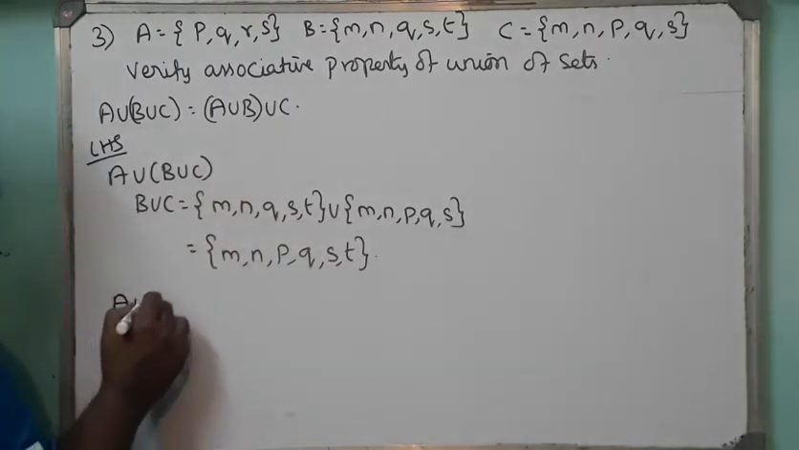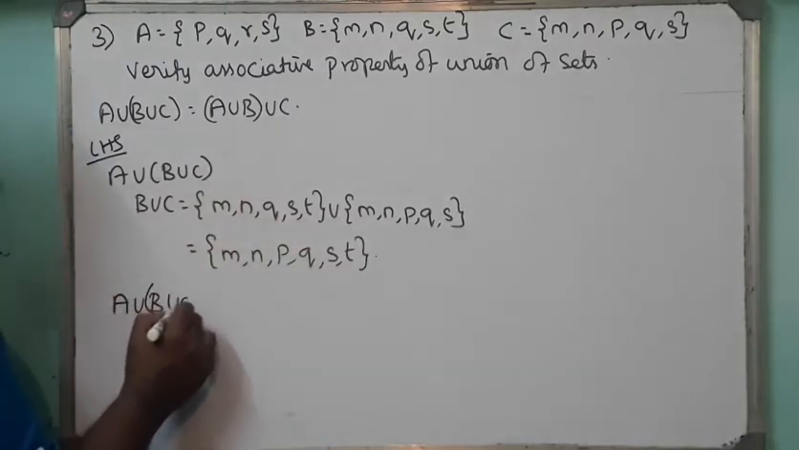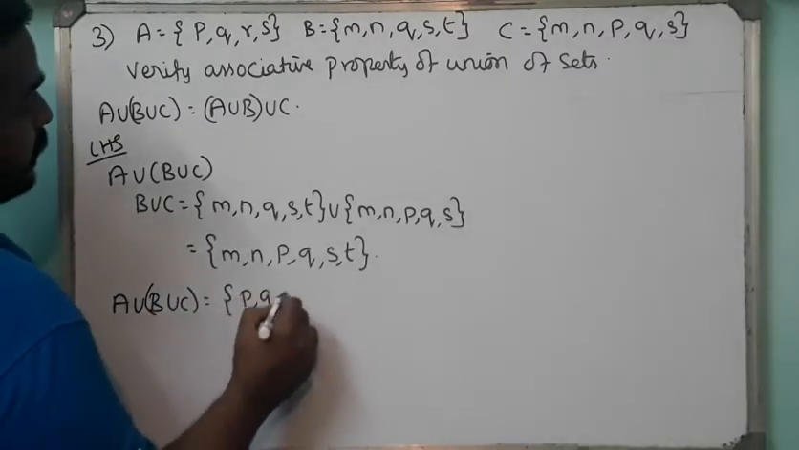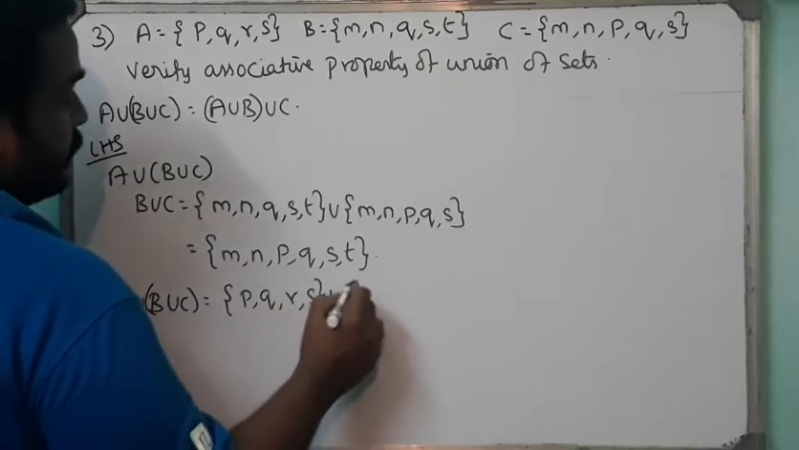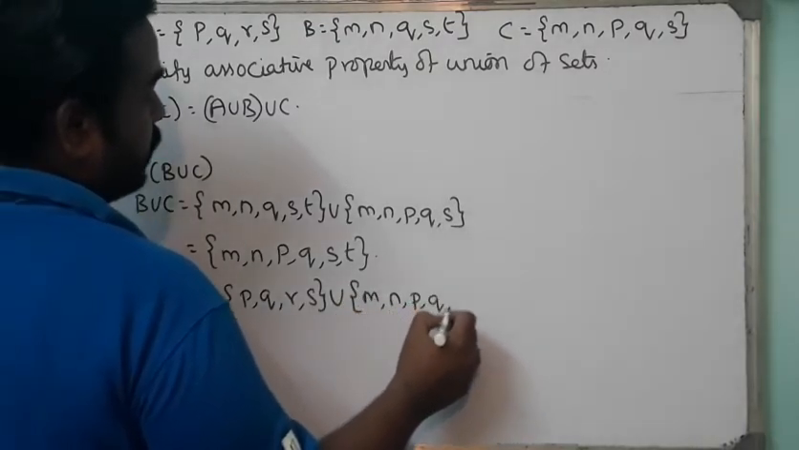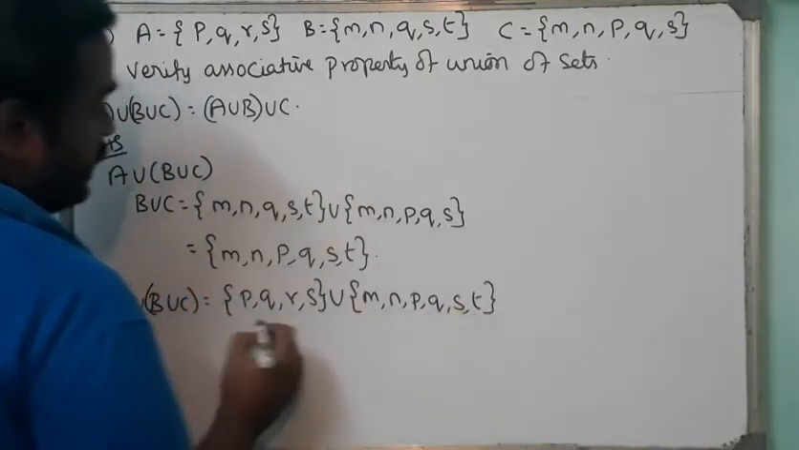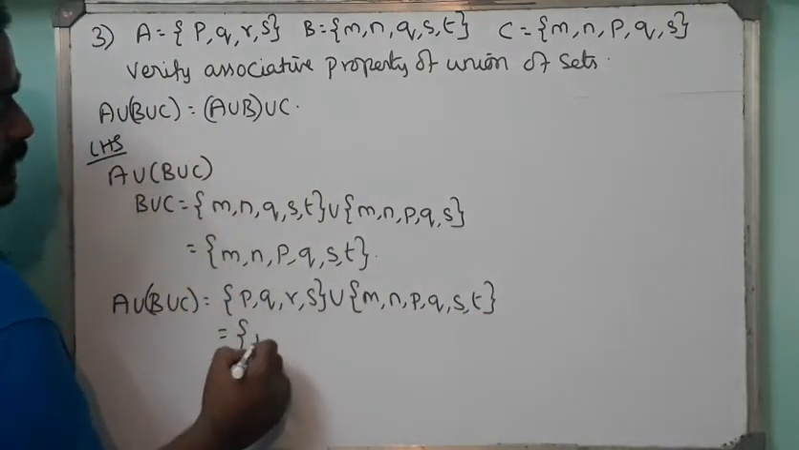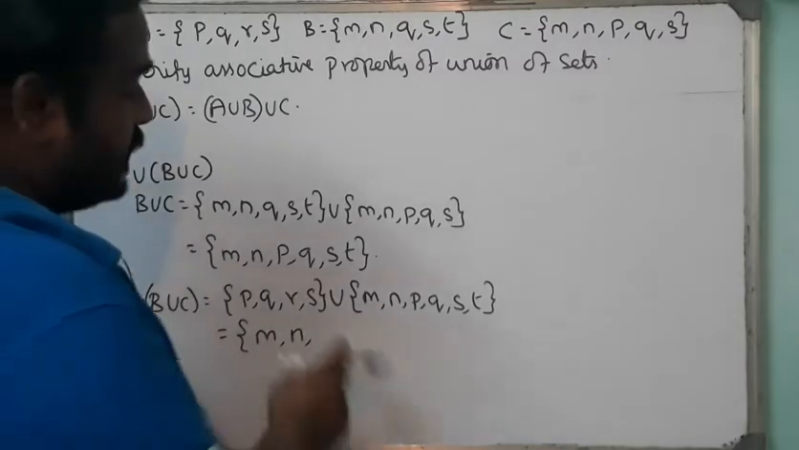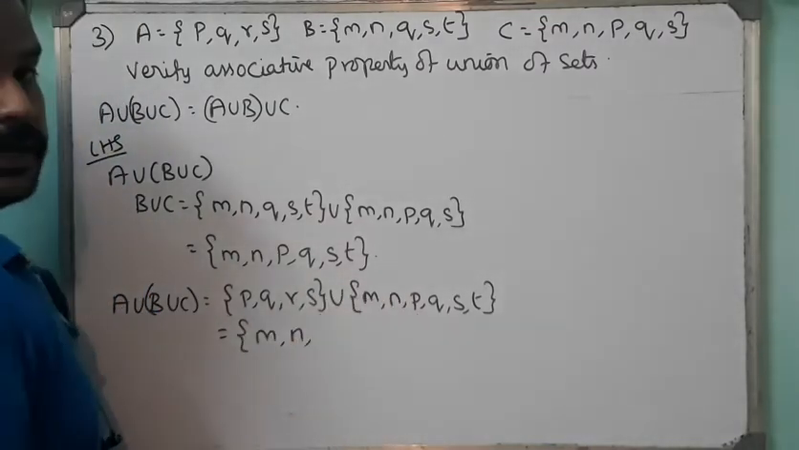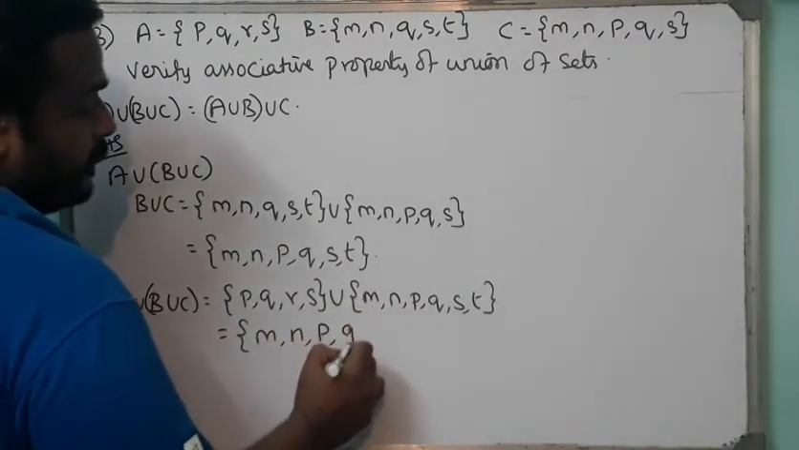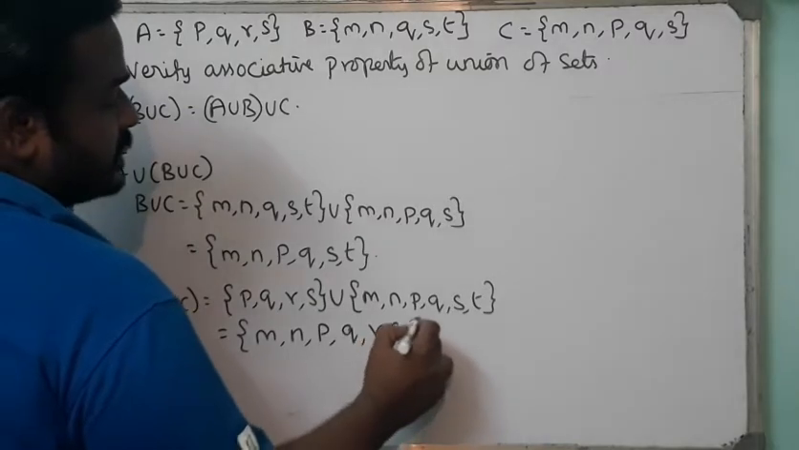The next one is A union B union C equal to, what is set A here? P Q R S union B union C is what? M N P Q S T equal to, find out the elements. M N union, take both sets and write. Write the elements in this set, and write the elements in this set. So M is written, N is written, P Q R S and T.